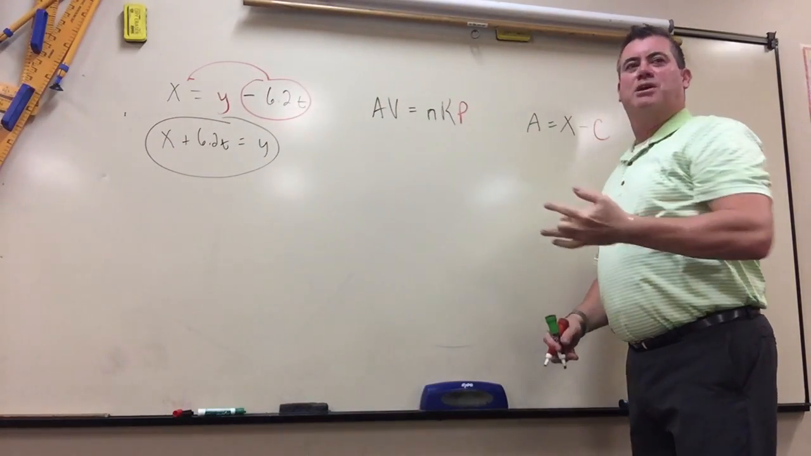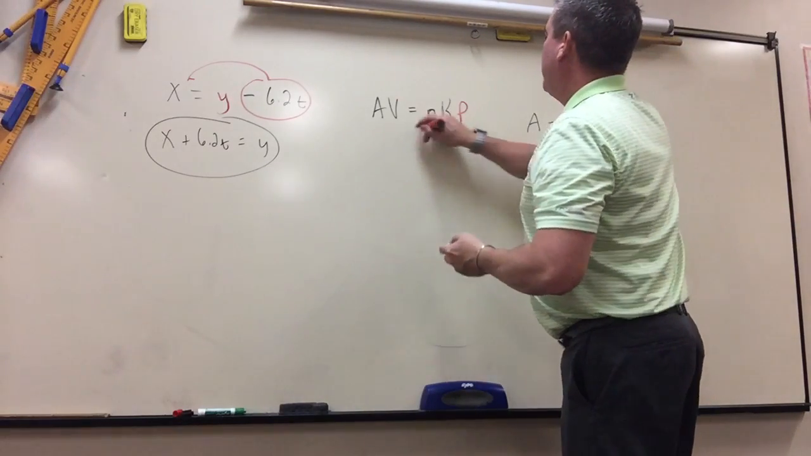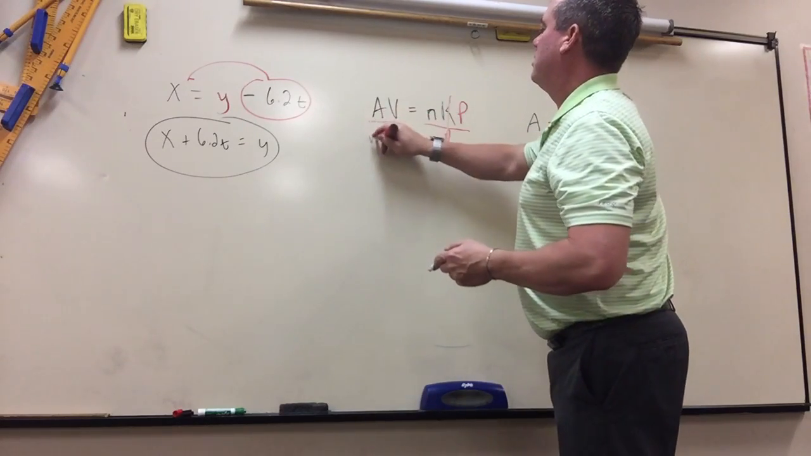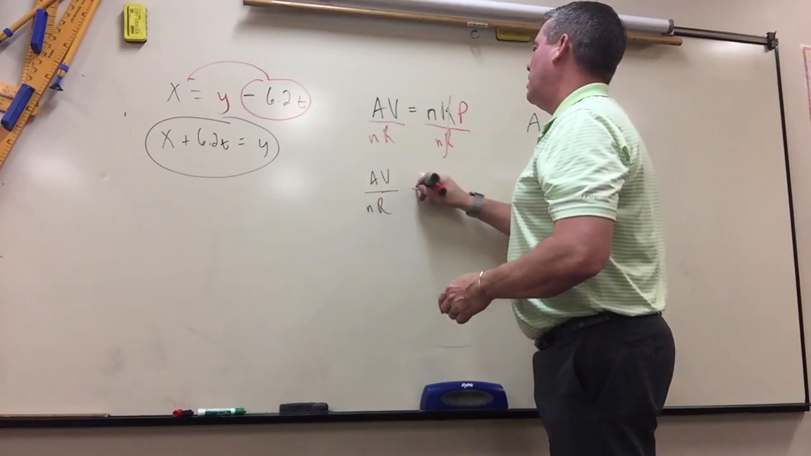Here to get the p by itself, you can do it in one step. Divide by nr. That's supposed to be an r. Divide by nr and you're done. av divided by nr equals p.